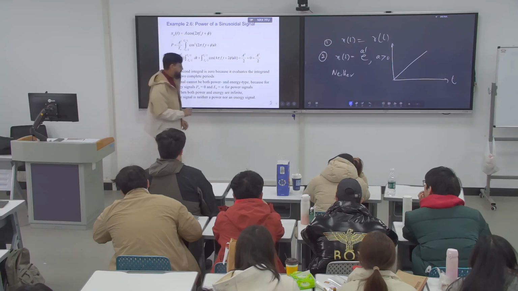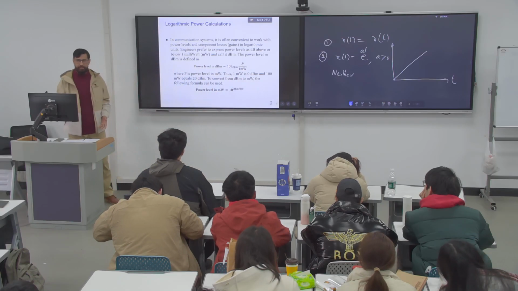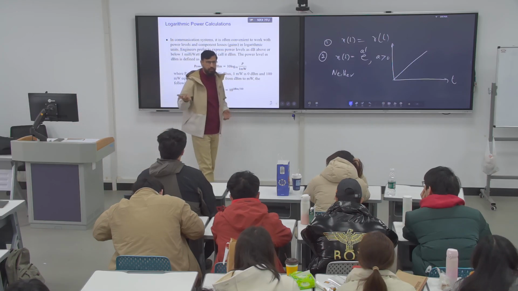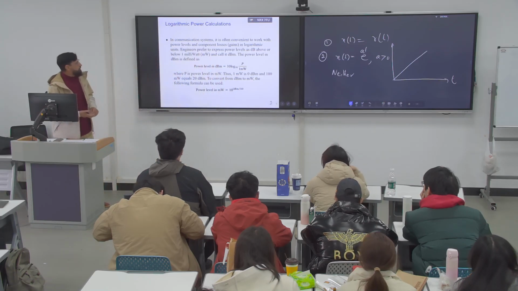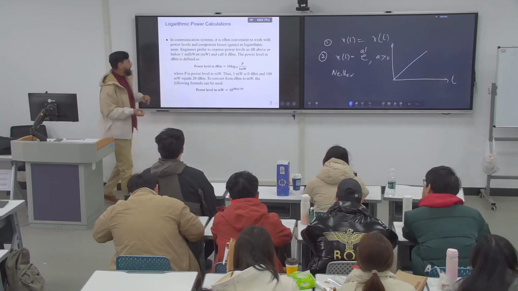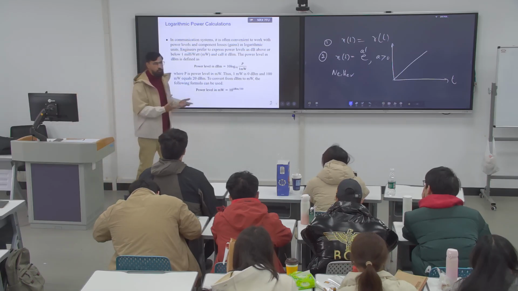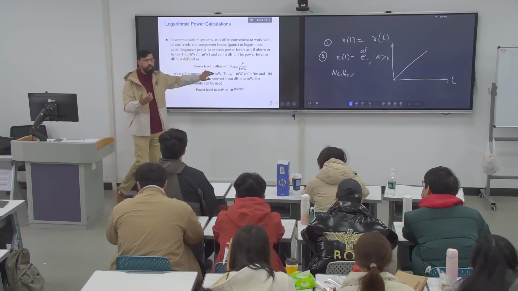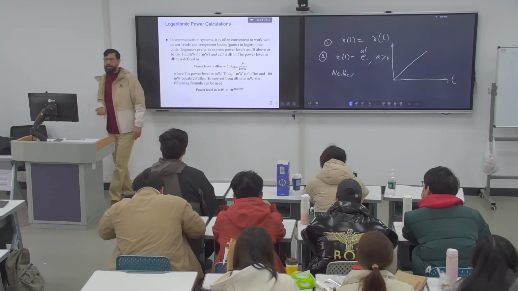Okay, so let's move further. Logarithmic power calculation. We will be talking about dB in communication systems. You know dB, right? We will be working with dB. What is dB? How do you find it? You have power in watts or milliwatts, and you convert it into dB. This is the formula to convert. We are using a logarithmic scale now, so here is how we find power in dB.